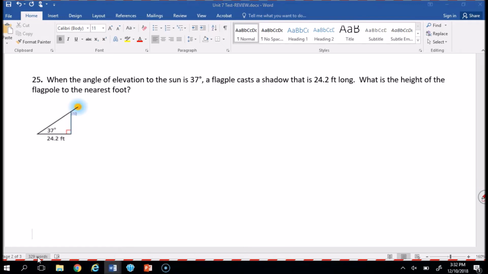So this is what we're actually looking for right here. We're looking for the height. So we want to see how these two sides of this triangle relate to that 37-degree angle. Now our height was our opposite and the 24.2 is our adjacent.